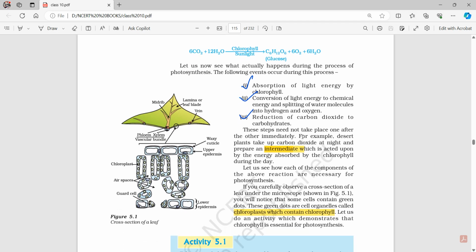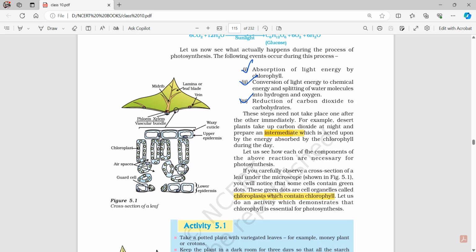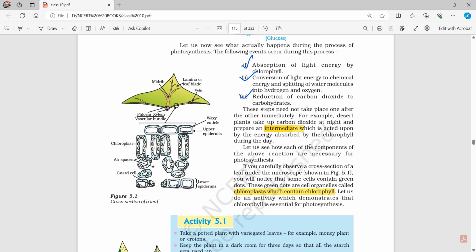These steps need not take place one after the other immediately. For example, desert plants take up carbon dioxide at night and prepare an intermediate which is acted upon by the energy absorbed by chlorophyll during the day. Let us see how each of the components of the above reaction are necessary for photosynthesis.